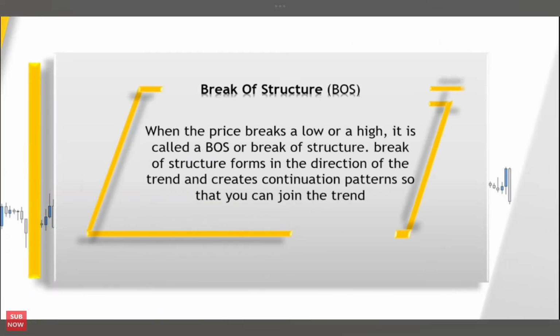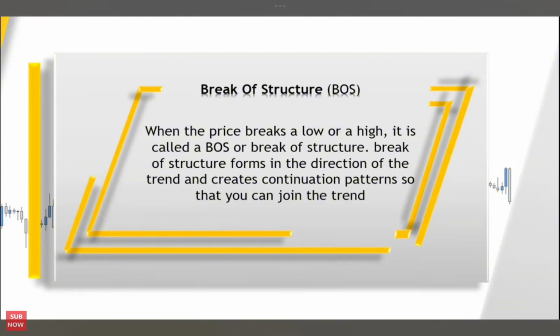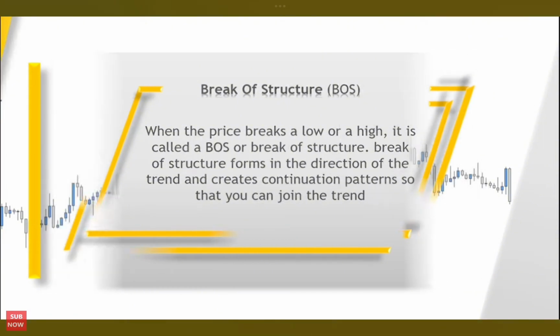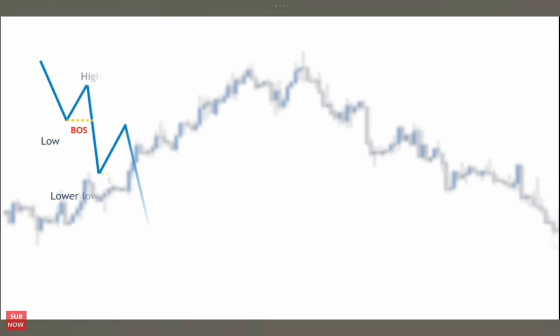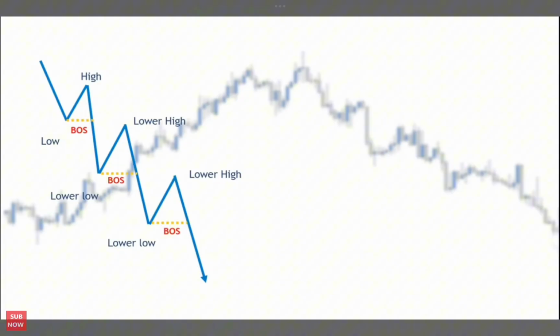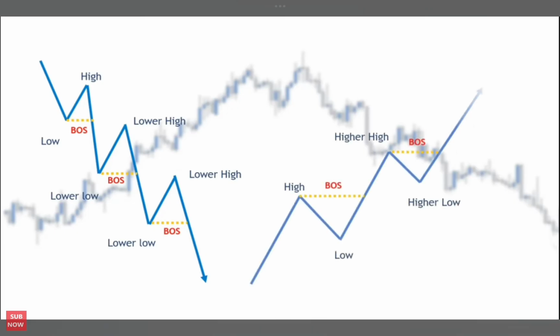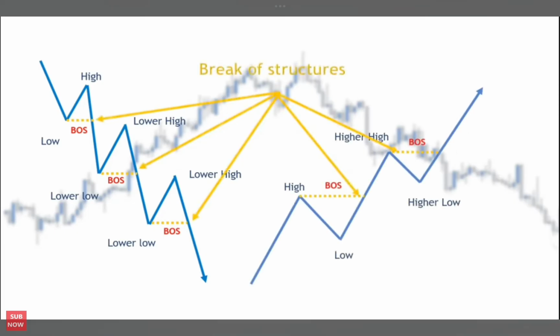The third principle, which we are going to discuss, is break of structure, BOS. When the price breaks a low or a high, it is called a break of structure. It forms in the direction of the trend and creates continuation patterns, so that you can join the trend. In a bearish scenario, BOS forms when the price breaks the previous low. As you can see here, in this downtrend, every time the price reaches a lower low, a new BOS is formed. And in a bullish scenario, it forms when the price breaks the last high.